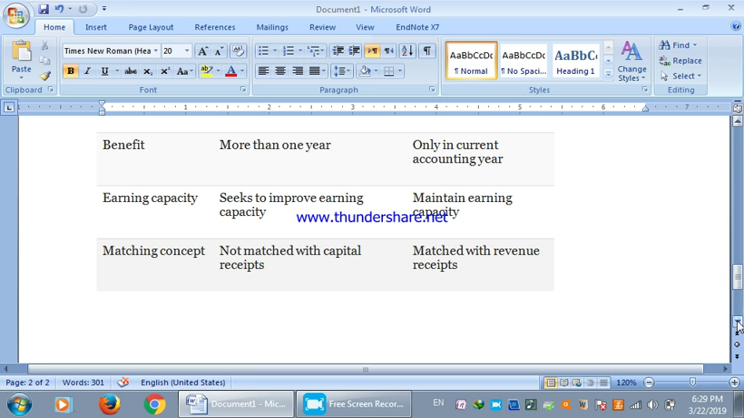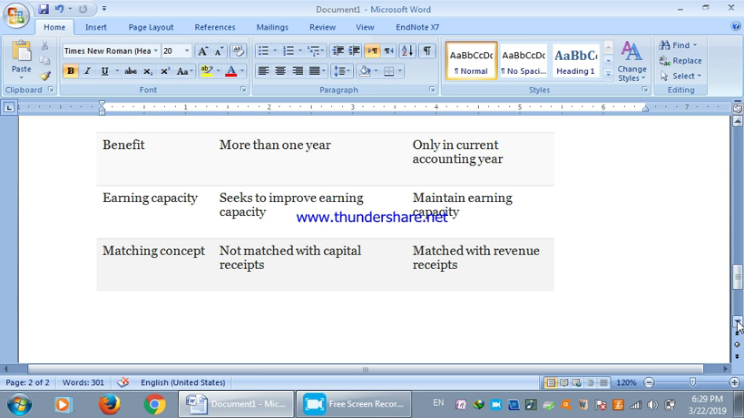Regarding the matching concept, revenue is matched with current period expenses. There is no need for the matching concept in capital expenditure, while in revenue expenditure, as these are expenses incurred in the current period, they must be matched with the revenue of the current period. That's why we have to follow the GAAP principle, that is the matching concept.